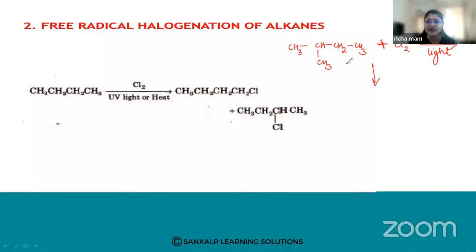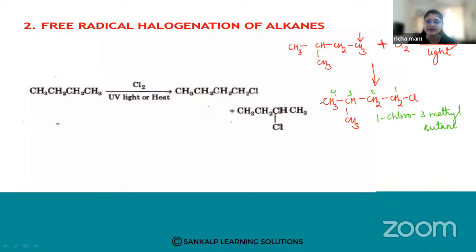The first possibility is that it can attack on this carbon. What will be the product? CH3, CH, CH3, CH2, CH2 and Cl. So this is the first product. If I name this, numbering 1, 2, 3, 4, what will be the name? 1-chloro-3-methylbutane. So this is the first possibility.